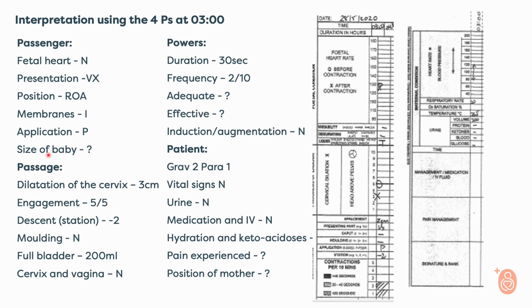Now, when we look at the passage, we see that in this case, the cervix is 3 centimeters dilated. So this patient is still in the latent phase of labor. The engagement is 5/5 above the pelvic brim. We've seen on the big Partograph, and here you can also see it, that this is a gravida 2 para 1.